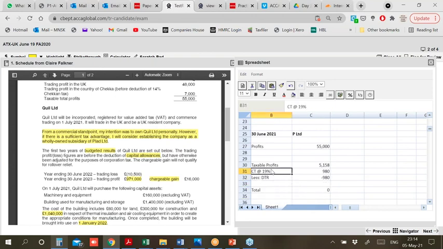Simple as that. Now, you tell me, if I want to keep 5158 of profit, how much of loss from Q Limited shall I request it to surrender to me? Obviously, the balancing figure between 55,000 and 5158. So what will be that balancing figure? 55,000 minus 5158. 49842 shall be the amount of losses that if I request Q Limited to surrender to me, my taxable profit will become zero and I do not have to pay any tax liability.